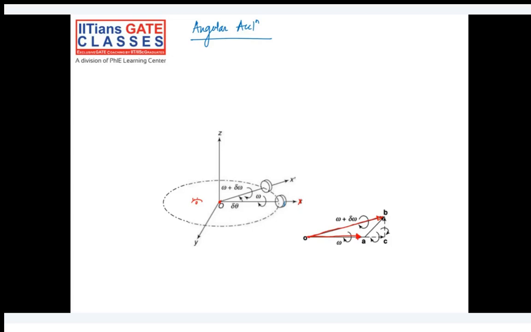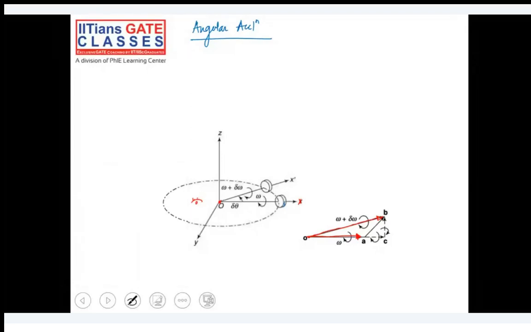OA is the initial angular velocity, and when we rotate this disk, or let's say we are giving some angular motion to it by delta theta, the new axis is OX dash. The angular velocity corresponding there will be, let's say, omega plus delta omega. So now if you join these points A and B, that represents the change in the angular velocity of the rotor. AB represents the change in the angular velocity.